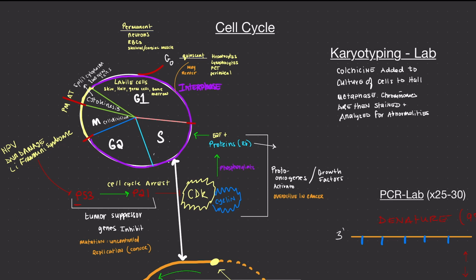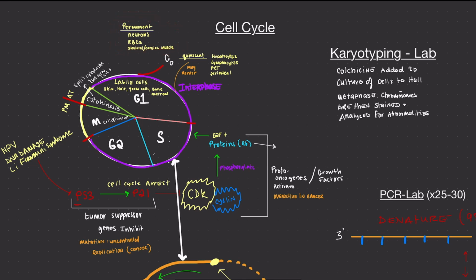There are different types of cells in our body, and some of our cells are called labile cells. These cells are continuously undergoing the cell cycle. They are growing and dividing over and over and over again. They are constantly doing this, and an example is our skin cells are constantly undergoing this cycle. And we also have something called permanent cells.